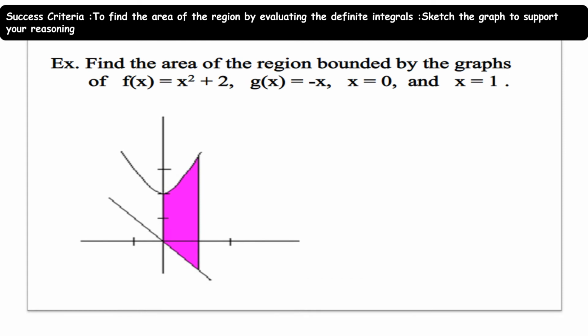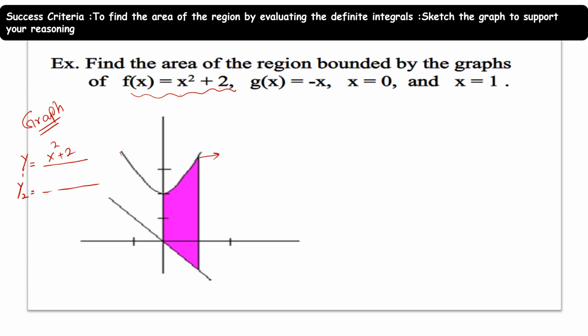Let's have a look at this question. Find the area of the region bounded by the graphs f of x equals x squared plus 2. In your graphing calculator, go to the graph option menu. It would be written y equals, or y1 equals, or y2 equals and so on. So first of all, for y1, you write x squared plus 2. You will see the curve appears.